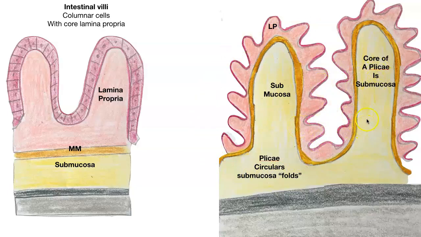So in a plicae, the core is going to be the submucosa. And you can easily see this is the muscularis mucosa, right? Muscularis mucosa. So this is all mucosa. Hopefully you can see that. Here is your muscularis externa. It is not involved in the folds at all.